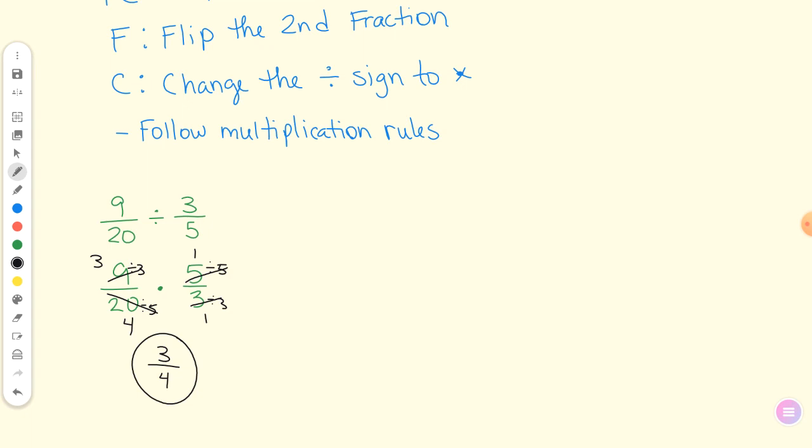Now, just to show you that the order matters in division, we are going to divide it the other way. 3/5 divided by 9/20 is going to be our second example, because a lot of times when you guys are working these, you flip the numbers. And I want you to see what your answer will look like if you flip the fractions.